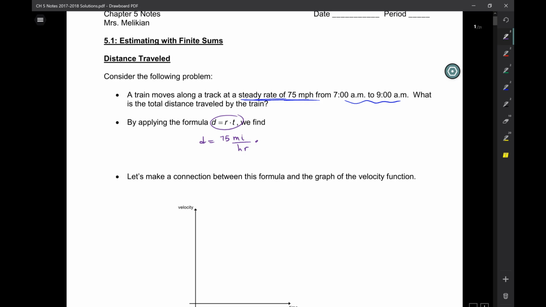times 2 hours. Now, you've got to keep units because they're going to help you figure out whether or not you're doing it right. So the hours will cancel. You end with miles. I'm looking for distance. That makes sense. So it's 150 miles. Do we have to keep the units or can we just put them down? I would in the beginning to know what you're doing.